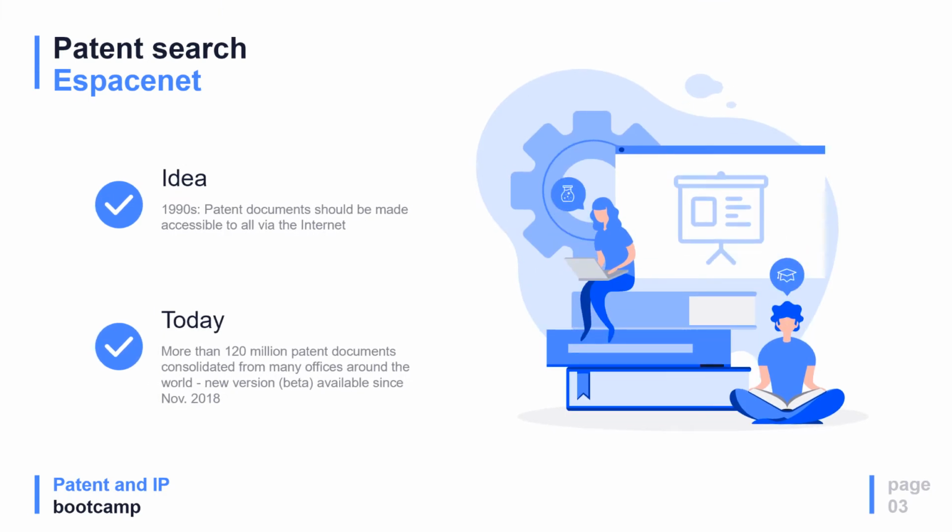Espacenet has existed since the 90s and had the idea to make patent documents accessible via the internet. Before that, you had to go to the patent information centers and search for information there for days. Today, more than 120 million documents from offices around the world are accessible via the database. Since 2018, a new version with a more modern user interface and simplified terms is online. In short, Espacenet has made access to patent documents much easier.